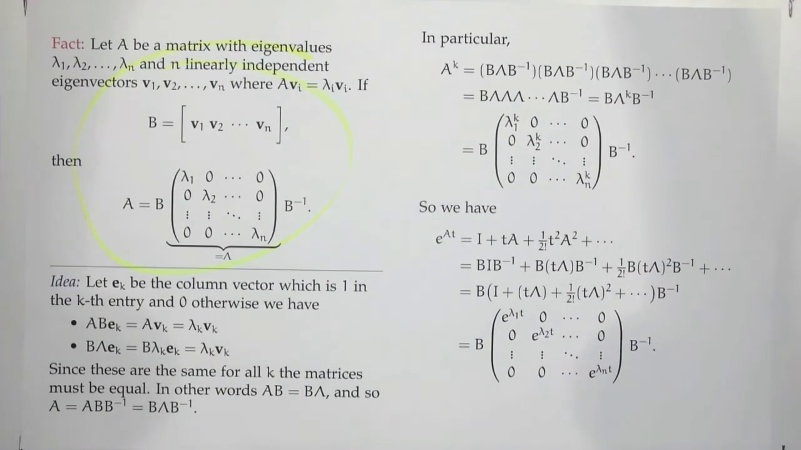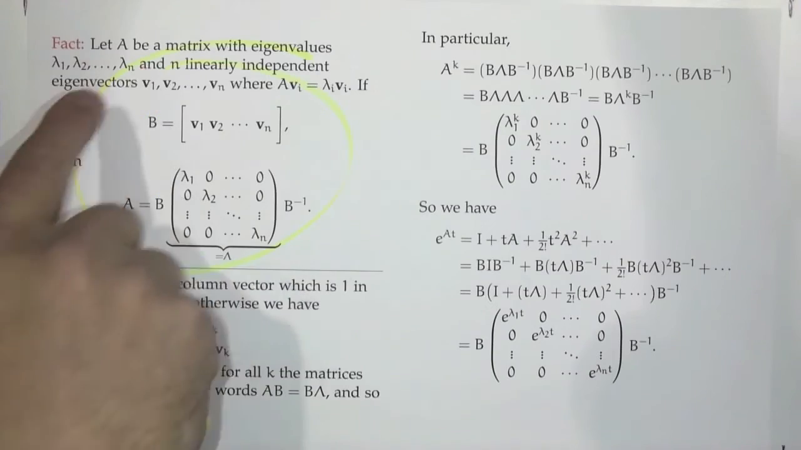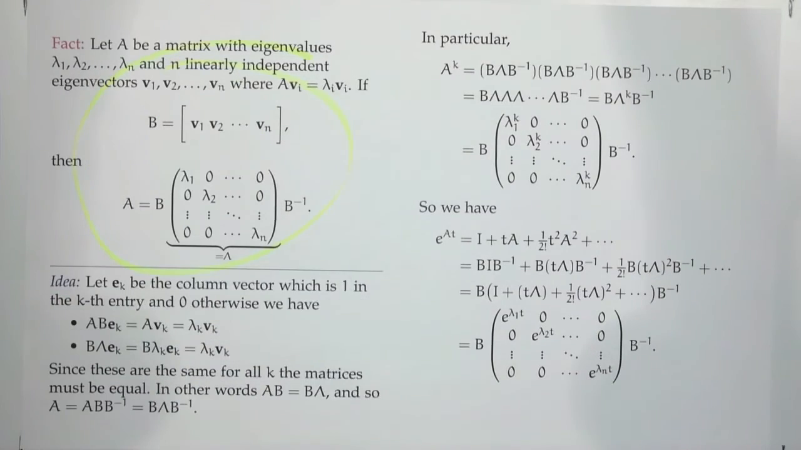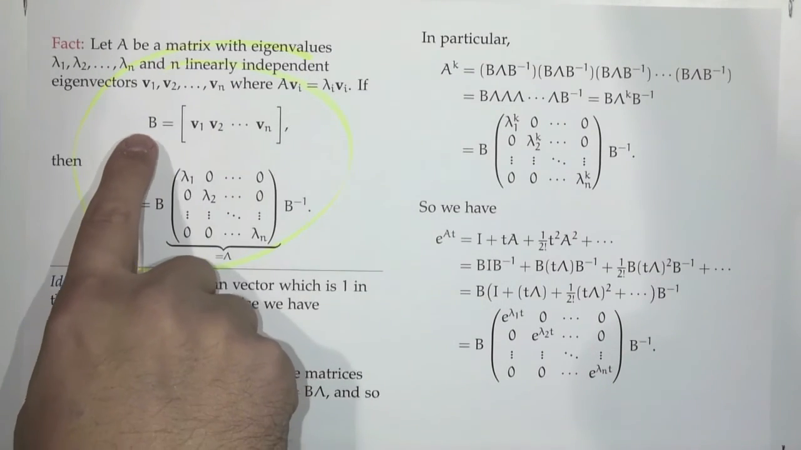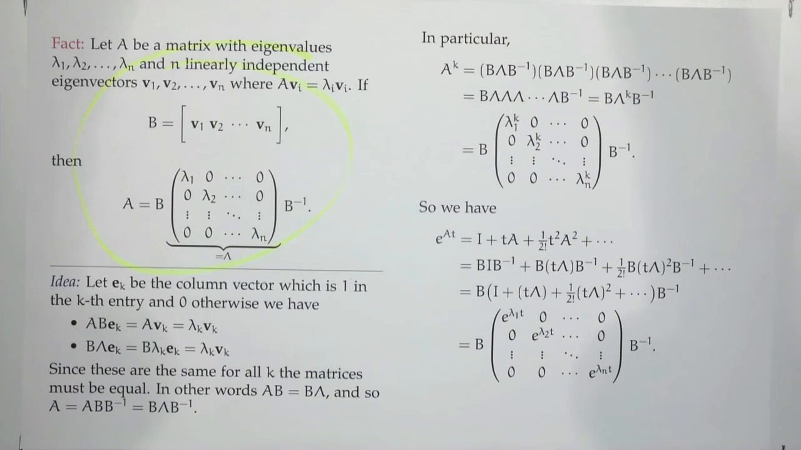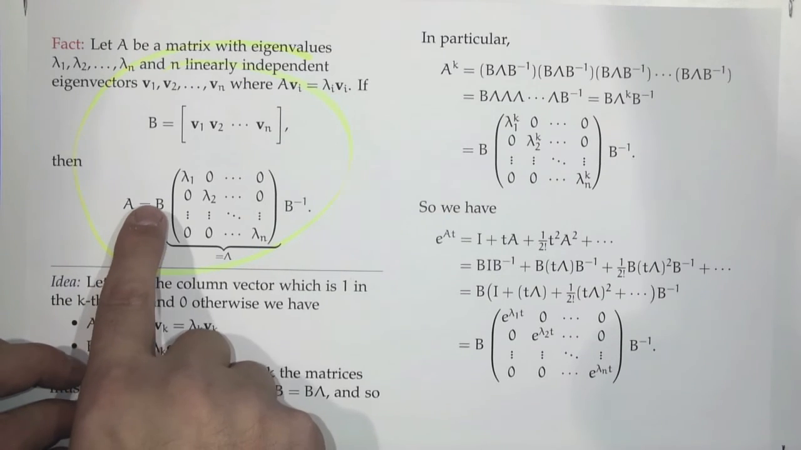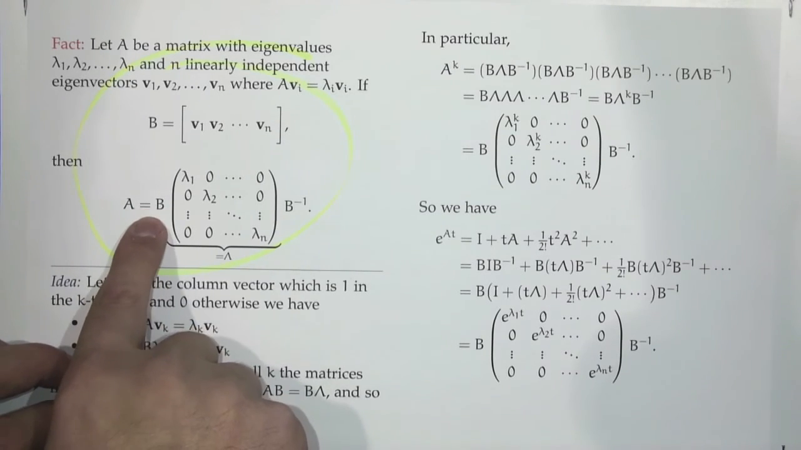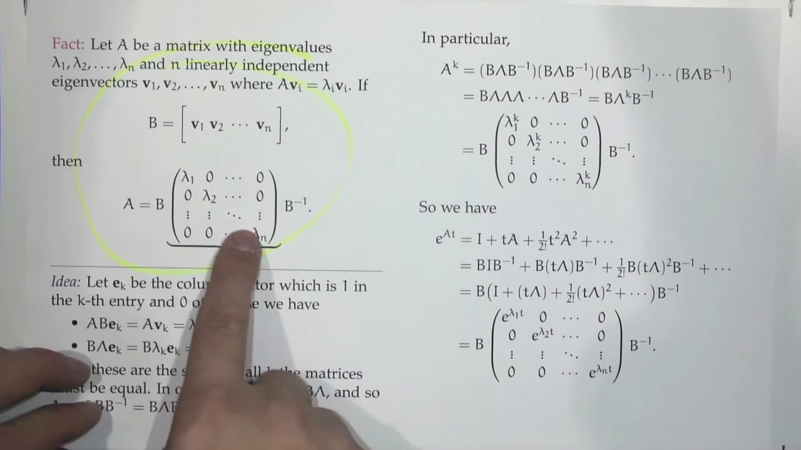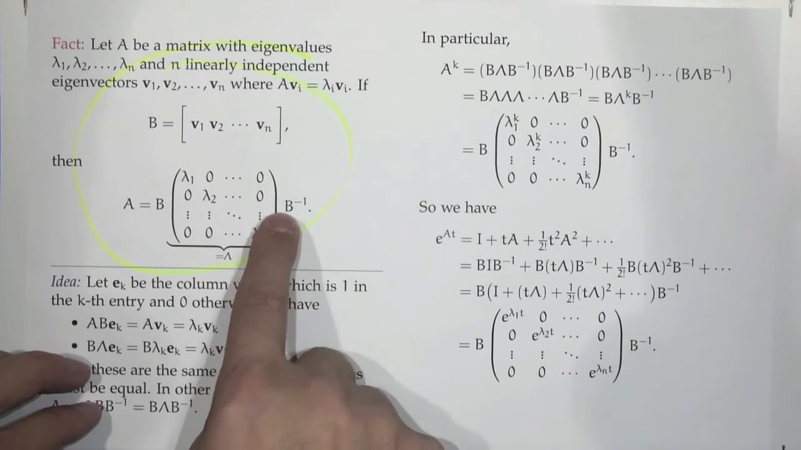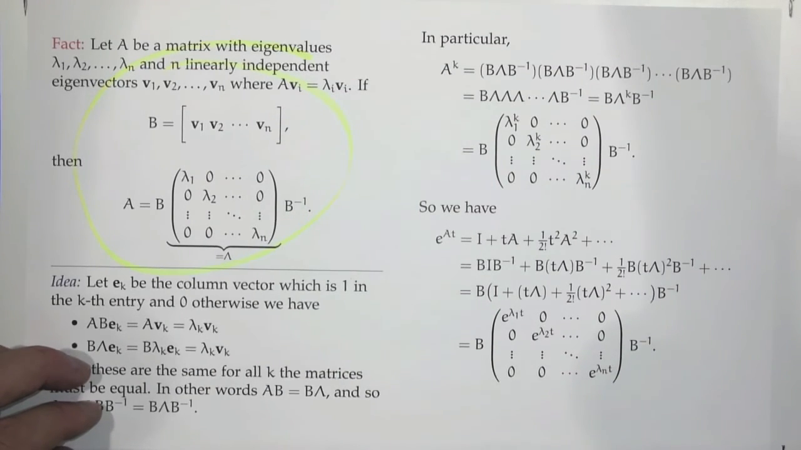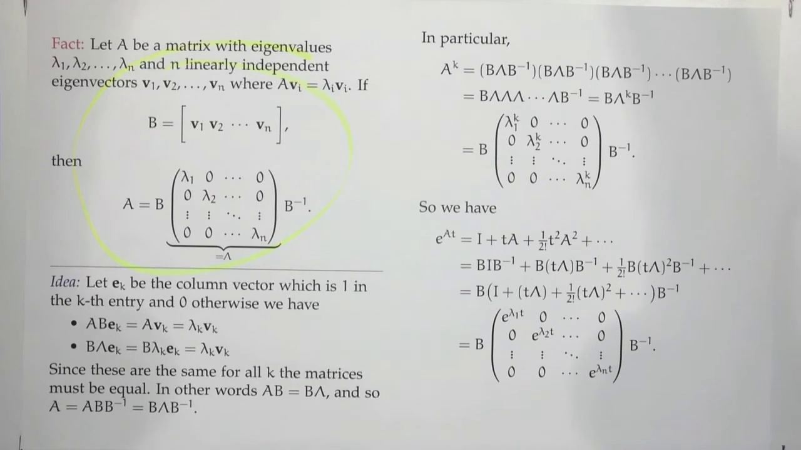It says, hey, if you have a nice set of eigenvectors and eigenvalues, so lambda 1 through lambda n are your eigenvalues, v1 through vn are your eigenvectors, you make a matrix with your eigenvectors, you call that B. Then your original matrix A looks like B, these are your eigenvectors, a diagonal matrix with your eigenvalues, B inverse. That's true.